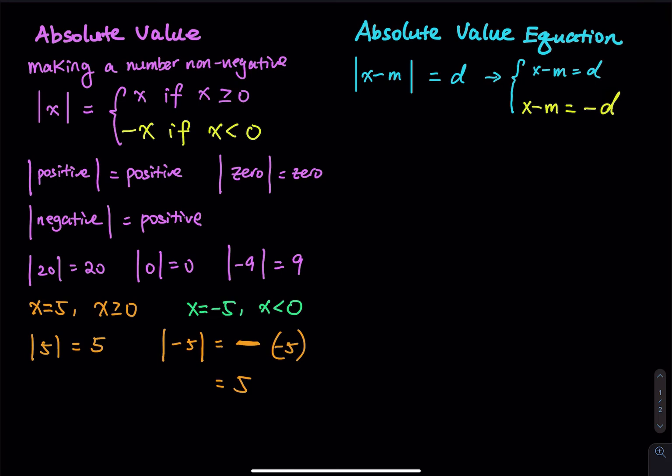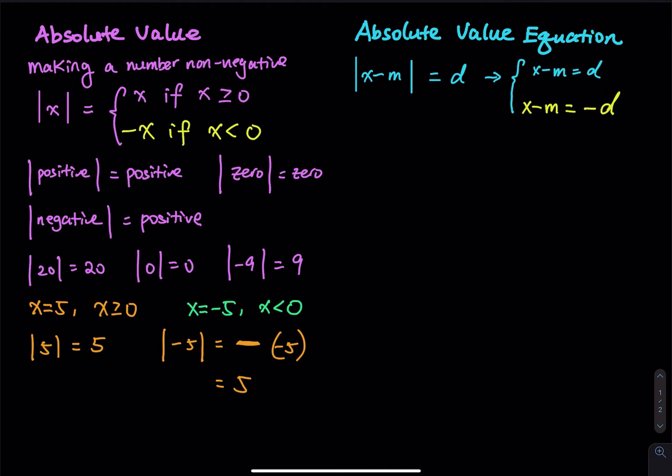Okay, so what about equations? If you look to the right, we have absolute value of x minus m equals d. x is a variable, m is a number, d is a number, or you can say they are constant values. Constant value means a number that never changes. Let's say 5. 5 is a constant because 5 is always 5. 5 is not changing. Negative 5 or negative 6, they are constants because negative 6 is always negative 6. Negative 6 is not changing at all. x is a variable because x changes.